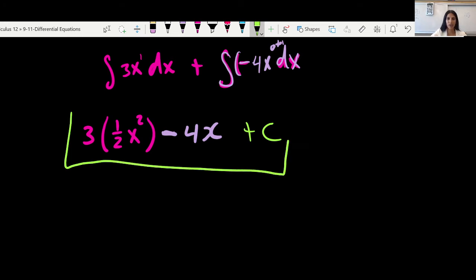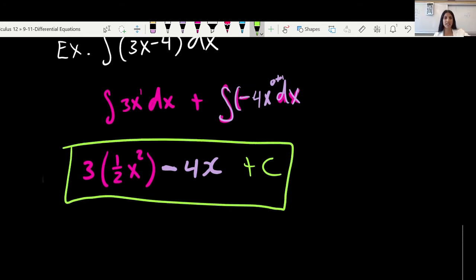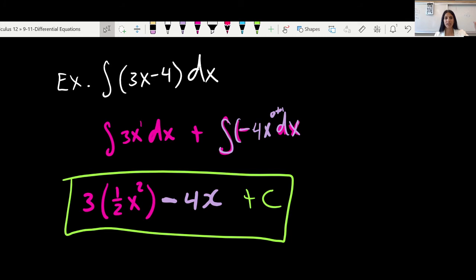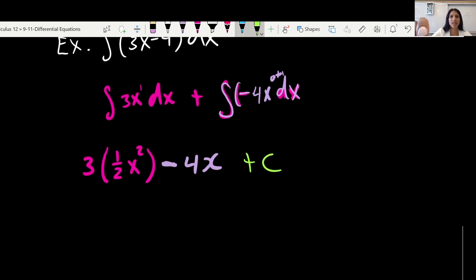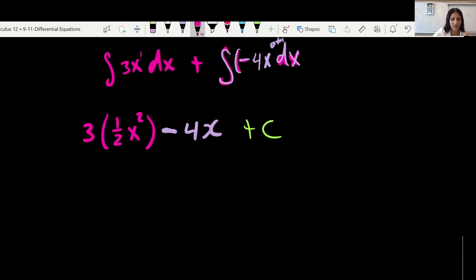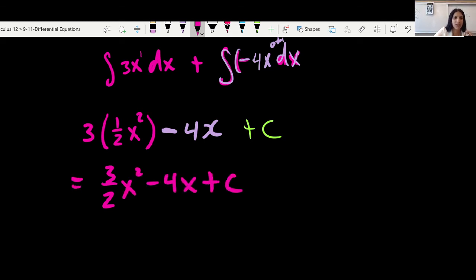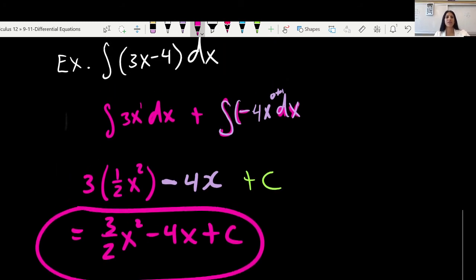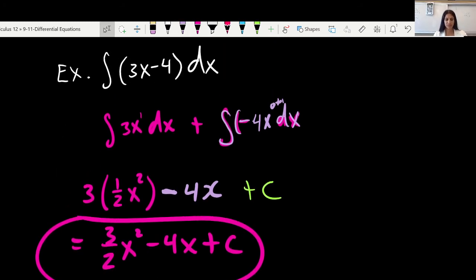So after working our way through it, this would be our antiderivative of the original 3x minus 4 that we started with. I could clean this up and write it a bit nicer, because that's not looking so good right now. It's probably better if I write 3 over 2 x squared minus 4x plus C as my antiderivative of that whole thing.